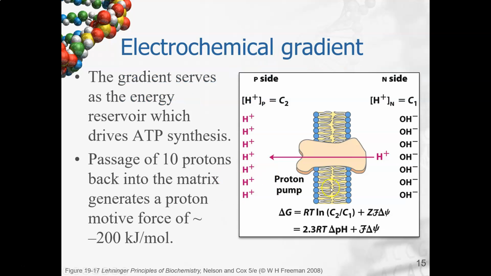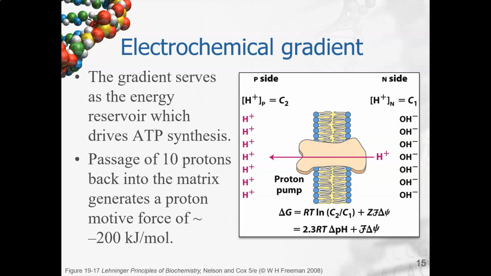So if we look at this picture right here, protons are pumped out of the matrix and into the inner membrane space. So this N side just means negative. So we have a negative charge on this side, and this is the P side, or the positively charged side, in the inner membrane space. And it turns out, if you do these delta G calculations, that the passage of 10 protons back into the matrix generates a proton motive force of about negative 200 kilojoules per mole.